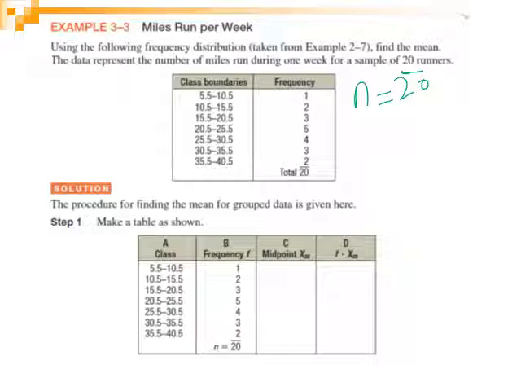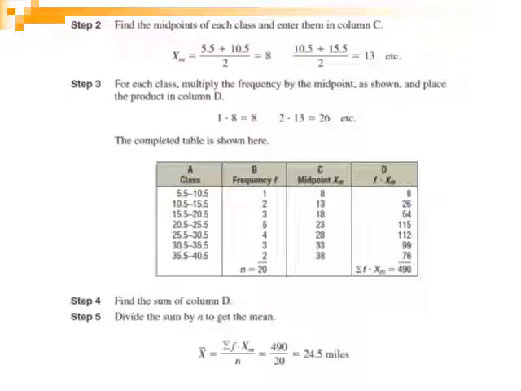Now we will get the midpoint of the first class. The midpoint equals the summation of the upper limit, which is 5.5, plus the lower limit, which is 10.5, divided by 2. So we will take the midpoint for all the classes in the third column. Then we multiply the values resulting from the midpoint and get the values like this.